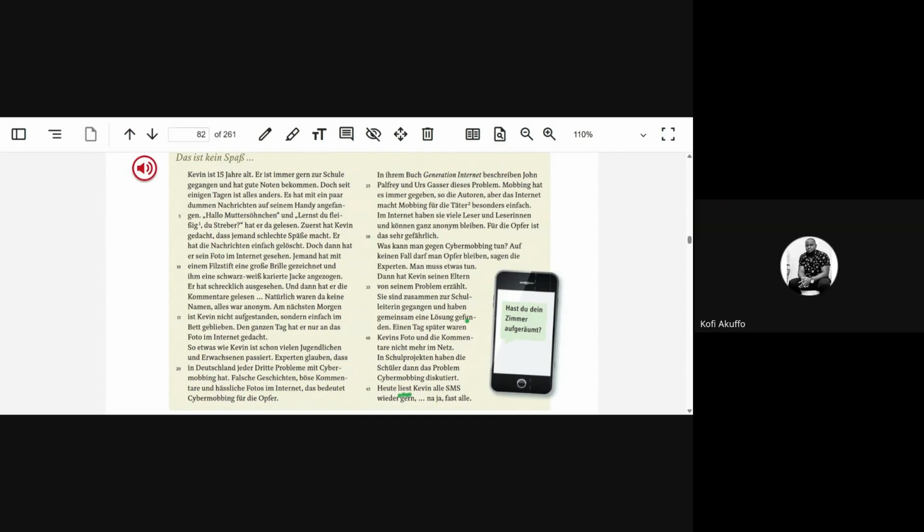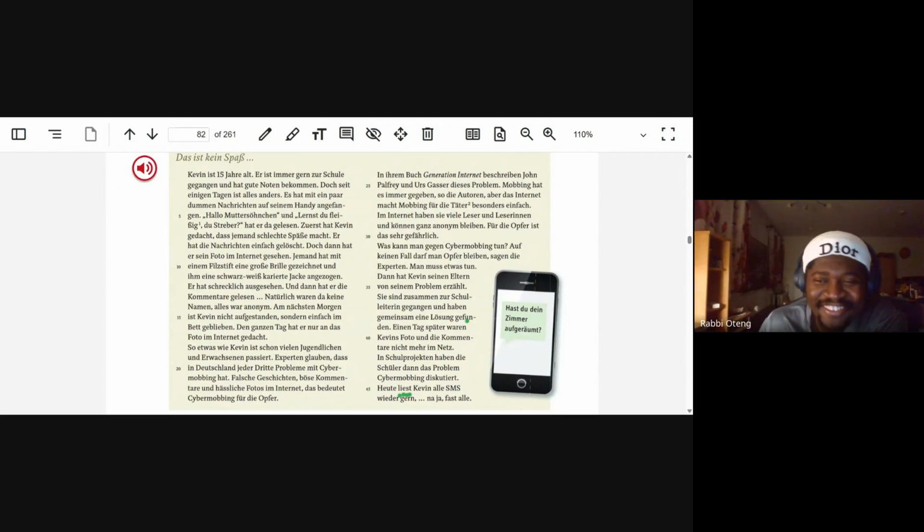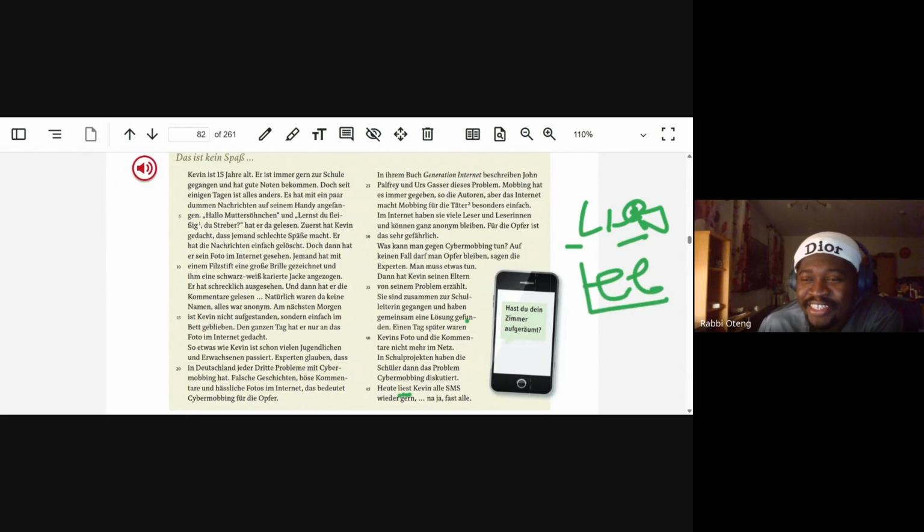Heute liest. Sorry. Heute liest. The E doesn't come before the I. When you see IE in English, we say "lies", like telling lies. But in German, the IE combination is pronounced like an E, so we just say "liest". Okay.